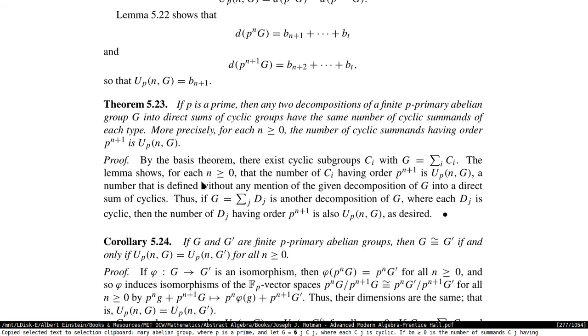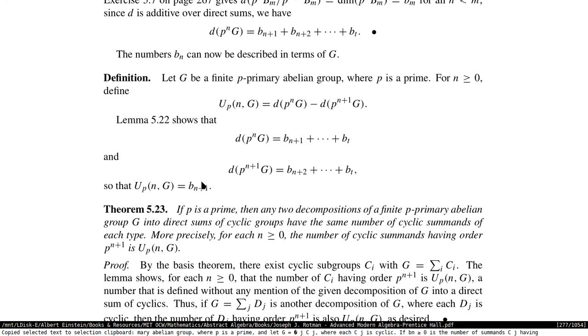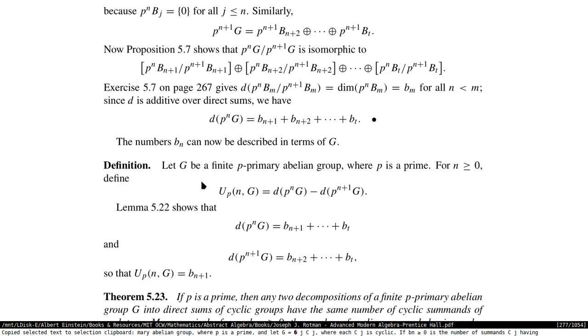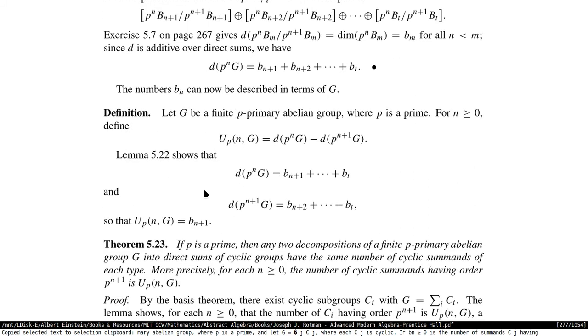So theorem 5.23, we have a definition here. The definition says that if you have a finite p-primary abelian group, you can define u_p(n, G) as the dimension of p^n G minus the dimension of p^(n+1) G. Why do you need a whole new definition for that? Good lord. And a whole new different inconsistent notation like u_p. You have to remember this whole thing again.